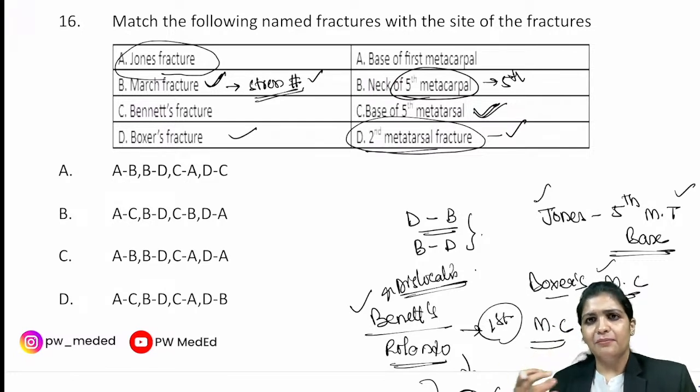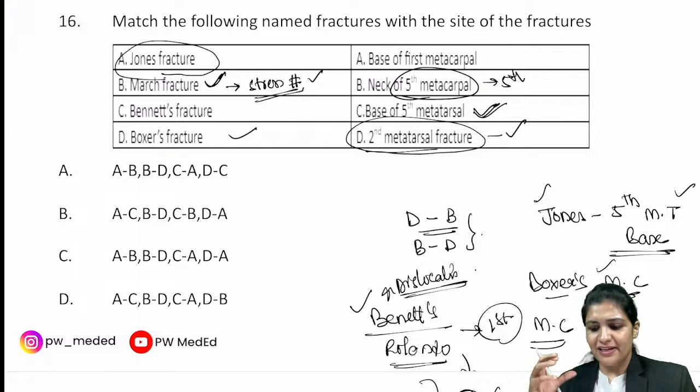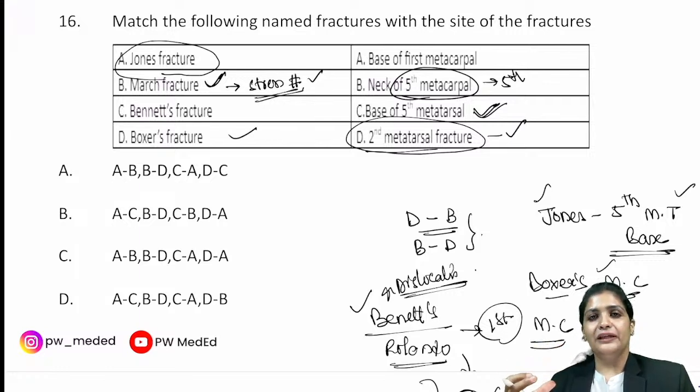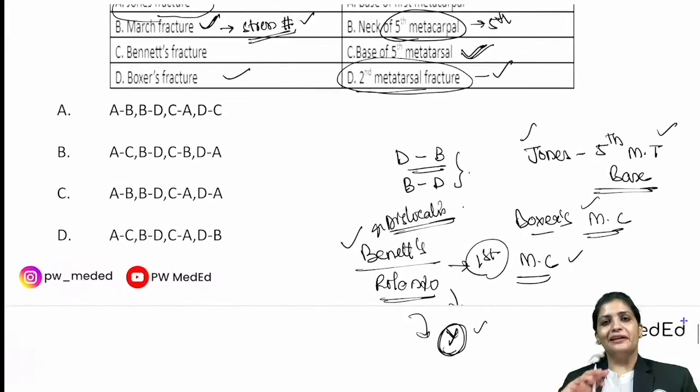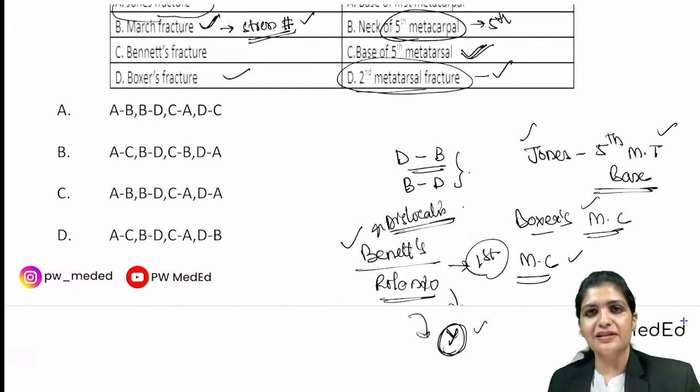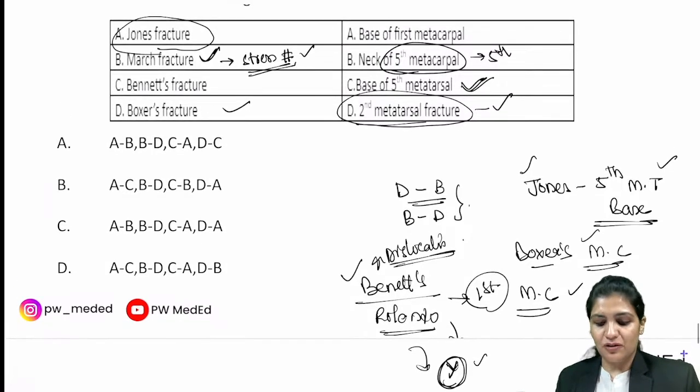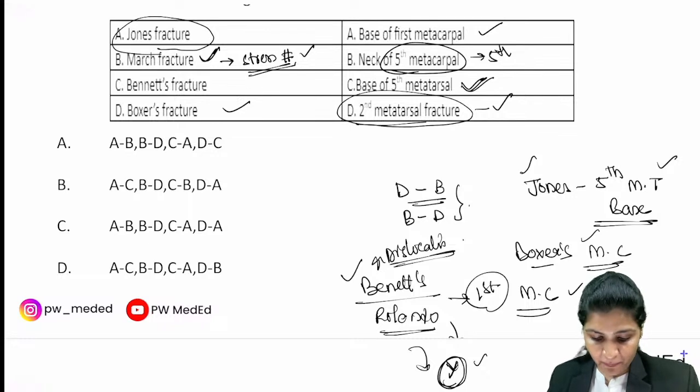So there are multiple displacements in it, but Bennett's is one which requires proper reduction because of the pull of the fragments based upon the muscles which are attached to it. Because of this pull, you need to appropriately reduce it. So you have to reduce it and then fix it with K-wires. So then we have completed it. So the Bennett's is your first metacarpal.